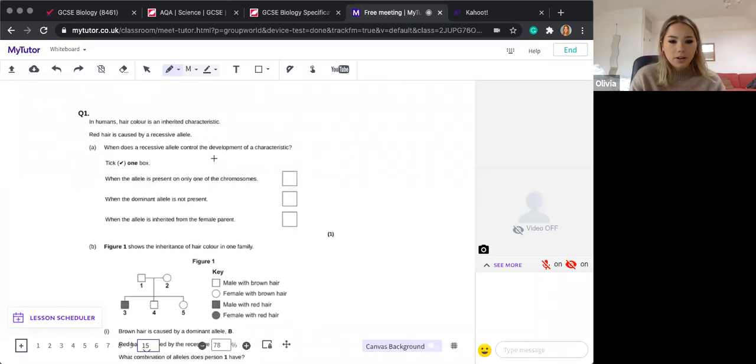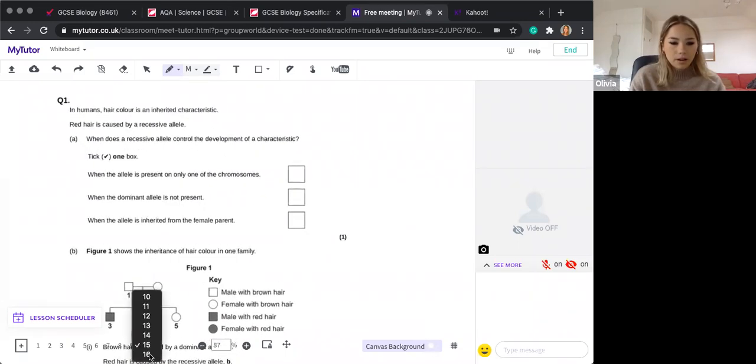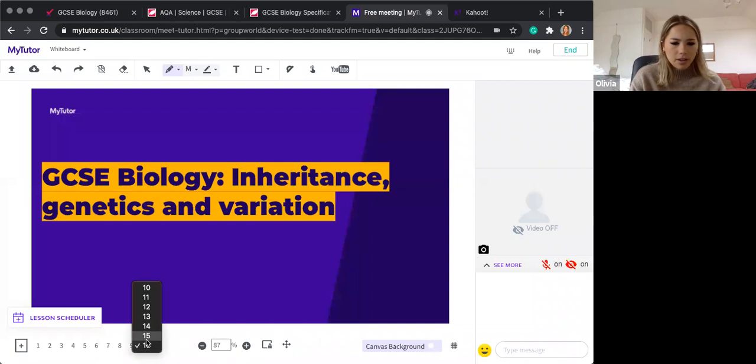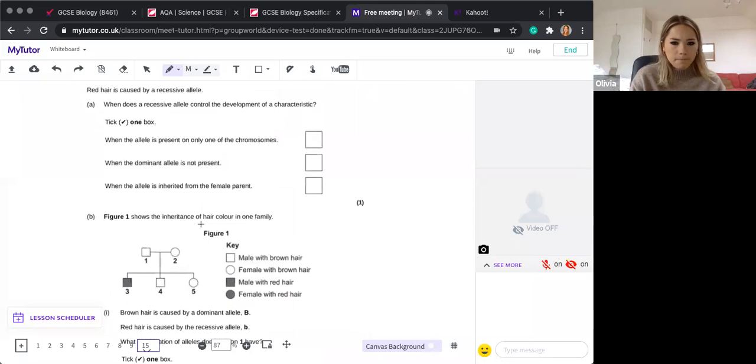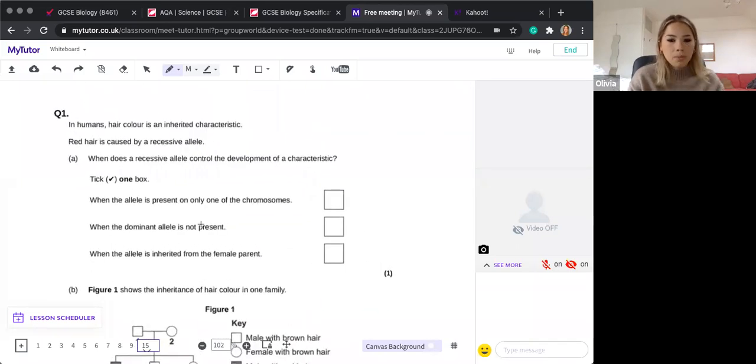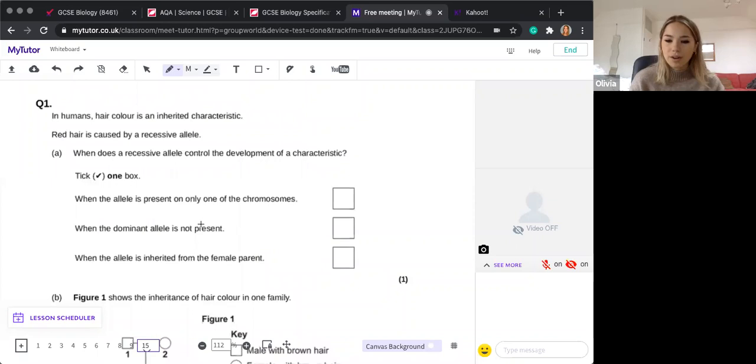Okay, we've got another question now. Oh, I didn't copy over the whole of this question. Okay, let's just start it. In humans, hair color is an inherited characteristic. Red hair is caused by a recessive allele. When does a recessive allele control the development of a characteristic? Which box is it, 1, 2, or 3? Good, so it would be when the dominant allele is not present.